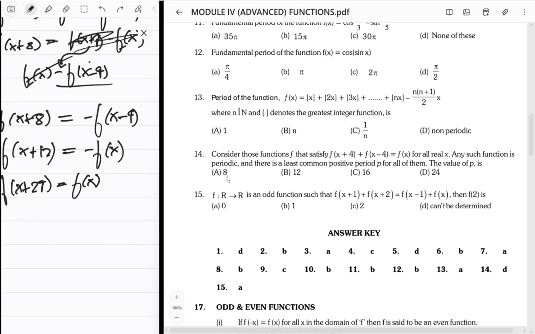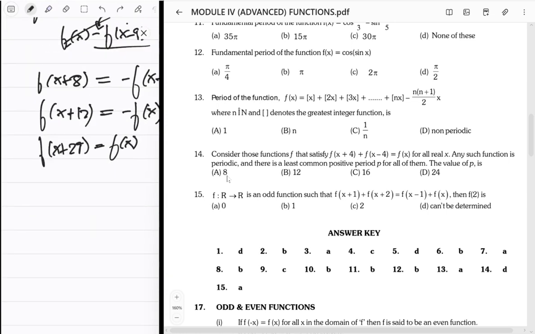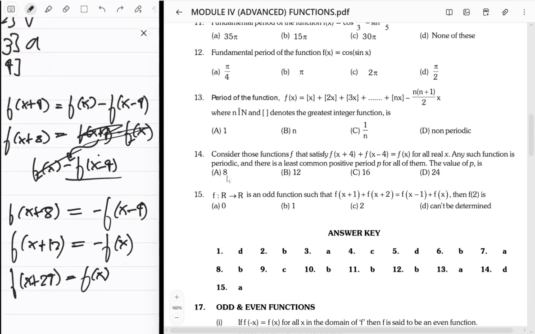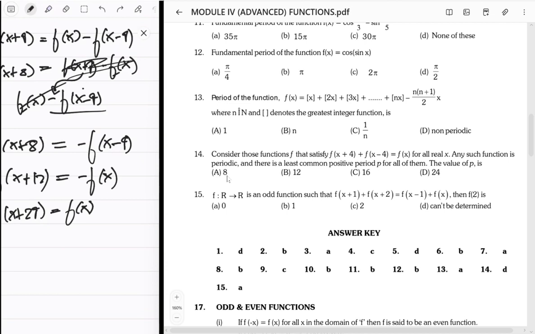Is 8 really a thing? So f of x plus 8, is that actually equal to f of x? F of x plus 8 is f of x plus 4, which, I mean, you can be like that and all that stuff. I don't think that's correct. I don't think f of x plus 8 should be equal to f of x. It's almost like Fibonacci numbers.